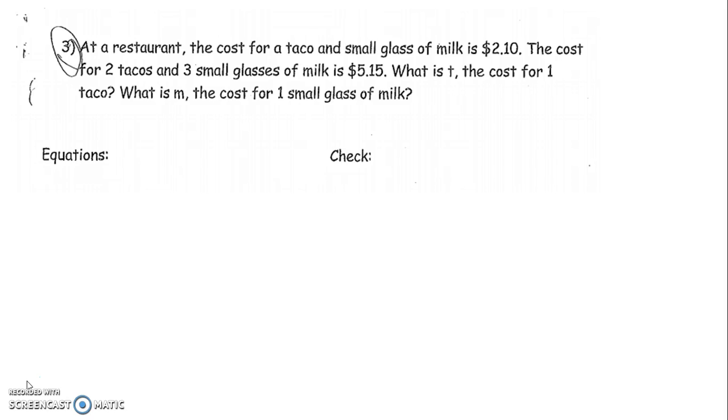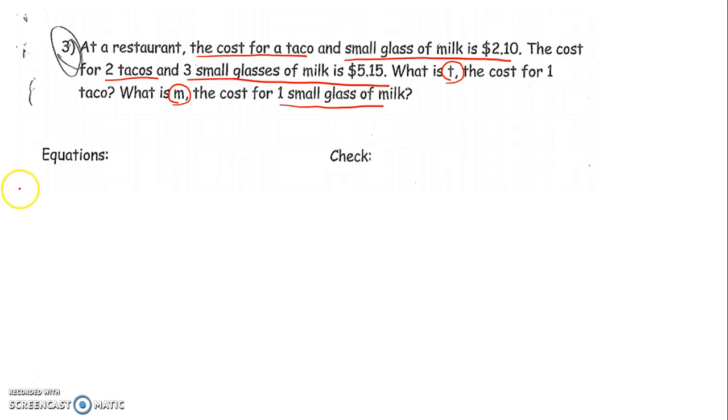It says at a restaurant, the cost for a taco and a small glass of milk is $2.10. So the cost for one taco and one small glass of milk is $2.10. The cost for 2 tacos and 3 small glasses of milk is $5.15. What is T, the cost for one taco, and M, the cost for one small glass of milk?